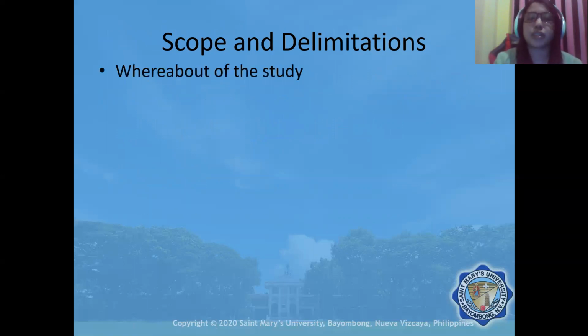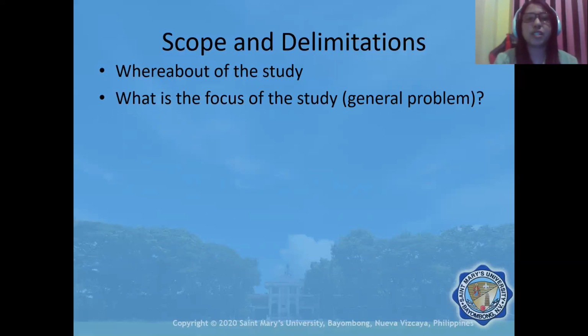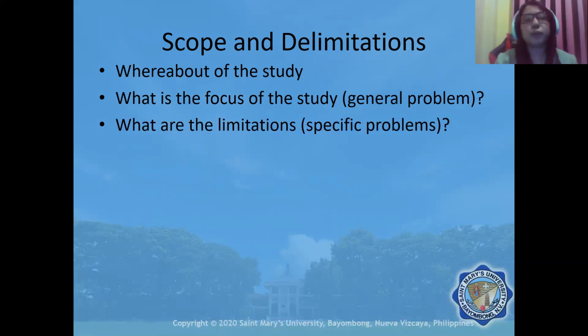Okay. So aside from the research problem, it is also very important to state the scope and the limitations. It is also part of problem definition. So if you're going to be specific with this problem, what will be the scope and the limitations? In the scope and the limitations, we are actually placing the whereabouts of the study, which means we have to state what will be the focus of this study and what its limitations will be.